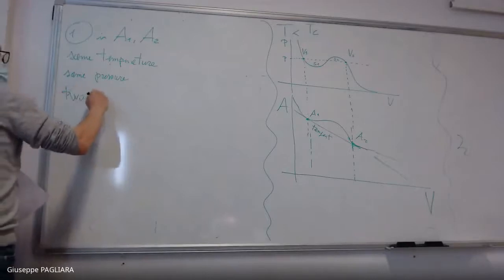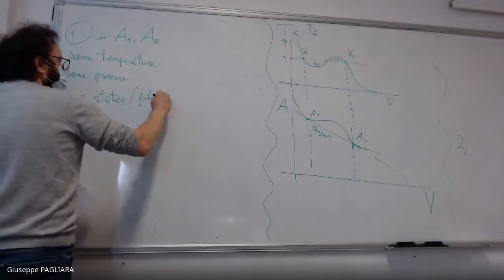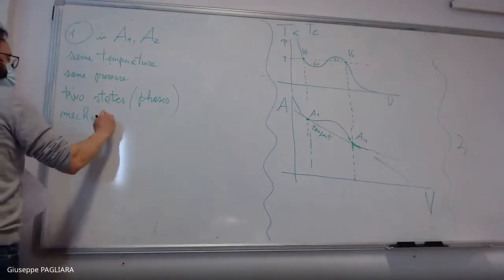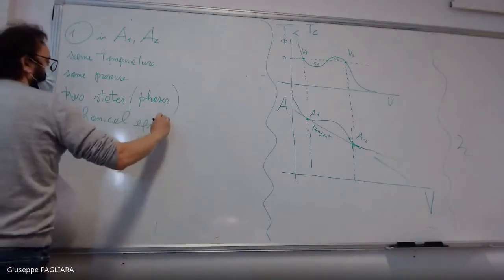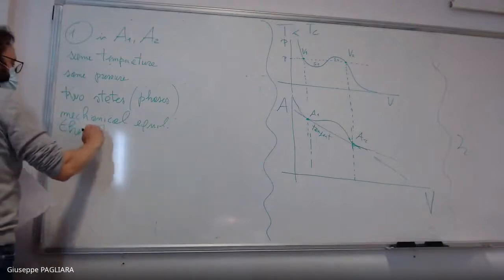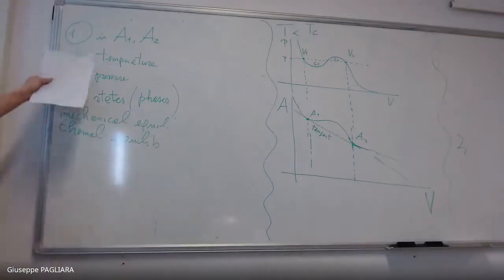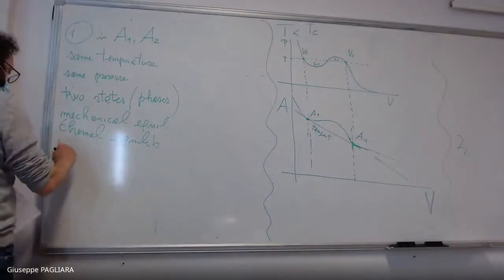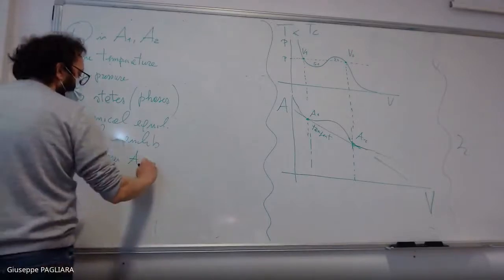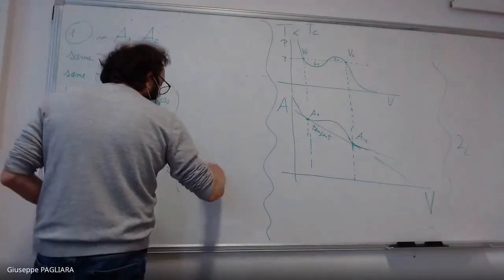Now we can say states, which are actually phases, which are in mechanical equilibrium because the pressure is the same. They are in thermal equilibrium because the temperature is the same, but different values of A1 and A2, or if you want, different values of V1 and V2.